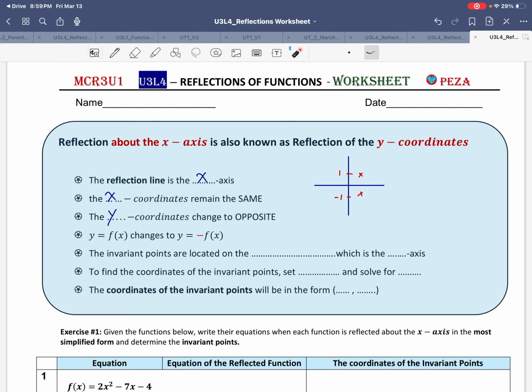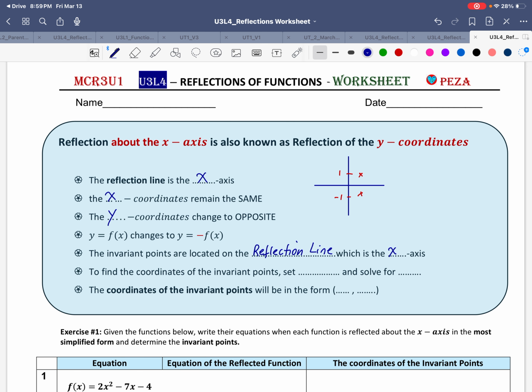Now, if y equals f of x, then the reflection about the x-axis is indicated by this minus in front of f of x. And the reason why is because the y-coordinates, or the f of x, will switch sign to opposite. Now, the invariant points are located on the reflection line, always on the reflection line. And since the reflection line here is the x-axis, then the invariant points will be located on the x-axis.